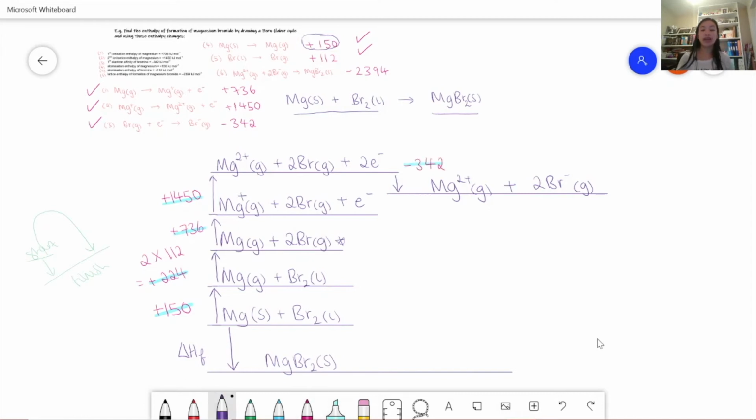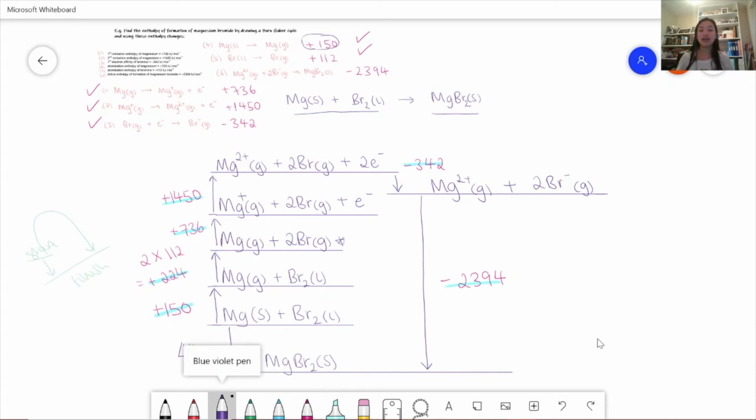And then finally we have this lattice enthalpy of formation of magnesium bromide. And now you can see that actually this is just this reaction here, because we're going from the gaseous constituent ions of magnesium bromide to form the solid ionic compound. And so this value is minus 2,394. And I'm just going to highlight that so we know which numbers to look at.